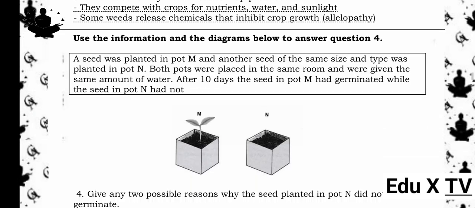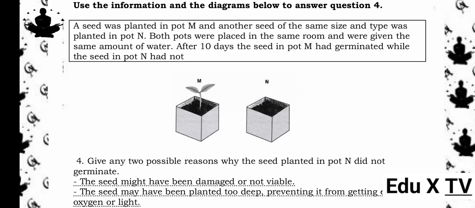A seed was planted in pot M and another seed of the same size and type was planted in pot N. Both pots were placed in the same room and were given the same amount of water. After 10 days the seed in pot M had germinated while the seed in pot N had not. 4. Give any two possible reasons why the seed planted in pot N did not germinate. The seed might have been damaged or not viable. The seed may have been planted too deep, preventing it from getting enough oxygen or light.